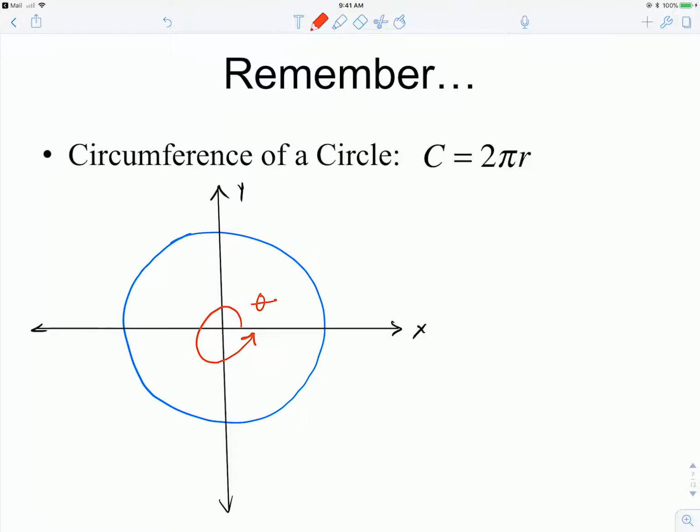Now you guys know from us deriving the unit circle, a full rotation is 360 degrees. So what would the arc length be for an angle that is 360 degrees? Well, it would be the circumference of the circle. So arc length for this angle theta, S would be equal to 2 pi r.